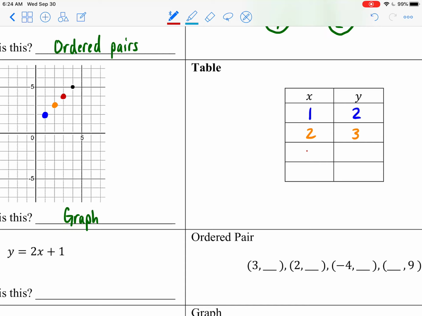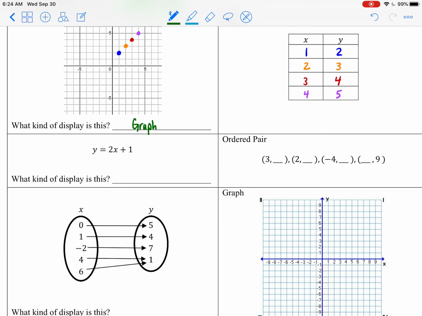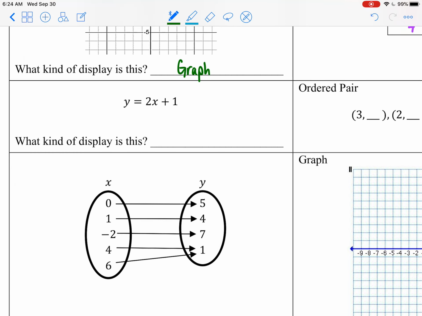That's going to be when x is 3, y is 4. And then the purple point here is when x is 4 and y is 5. So that's taking a graph and translating it into a table using the same information. Okay? y equals 2x plus 1.